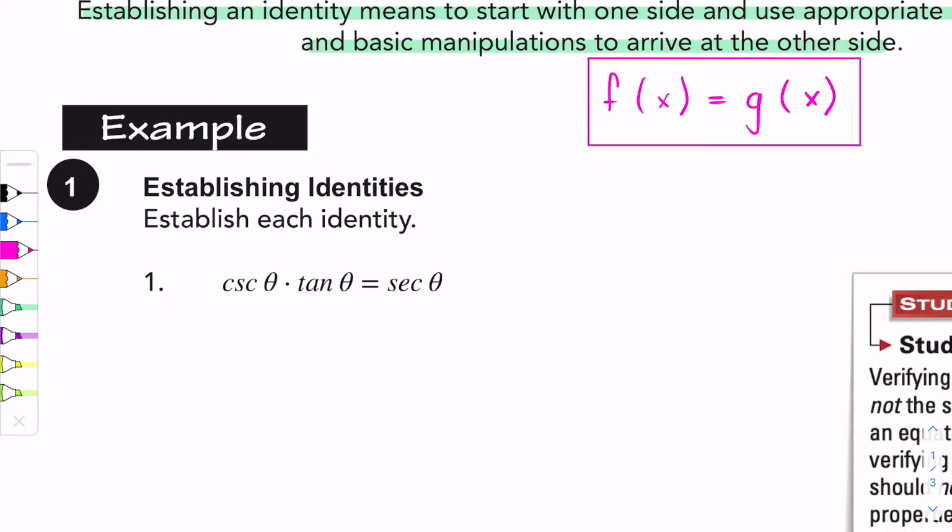Looking at number 1, we have cosecant of theta times tangent of theta is equal to secant of theta. So what you want to do is start with the more complicated expression. That's going to be the easiest way to prove your identity.